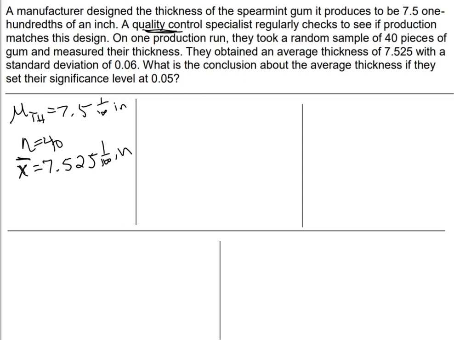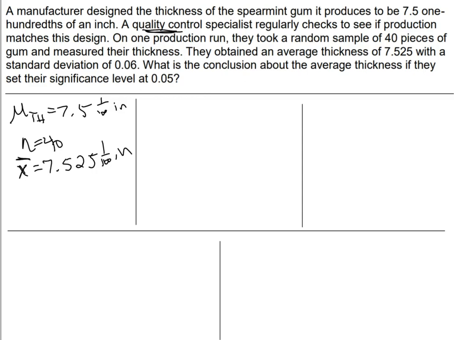So again, conceptually, what's going on? What they want is for the average thickness of their entire population to be 7.5. So they draw this sample of 40 draws from their manufacturing process, and that sample had an average that was a little bit elevated. Is that number so high that it convinces them something's gone wrong?